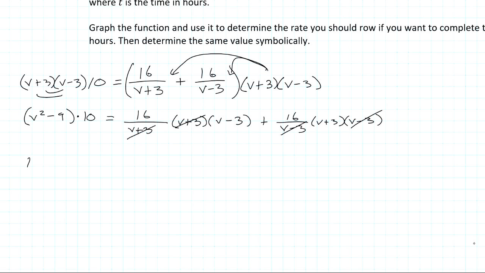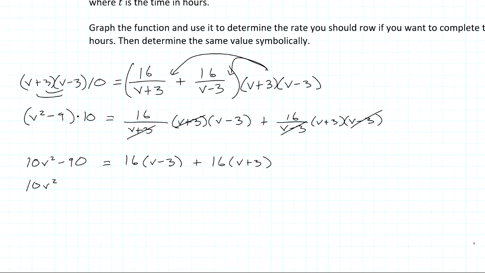And so on the left side, we'll have 10v squared minus 90 equals, on the right side, the 16 will come down. The v plus 3's canceled, but we're left with the v minus 3 times that 16 there. And then plus the 16 again comes down, and this time is multiplied by v plus 3, which is what is left in that term.